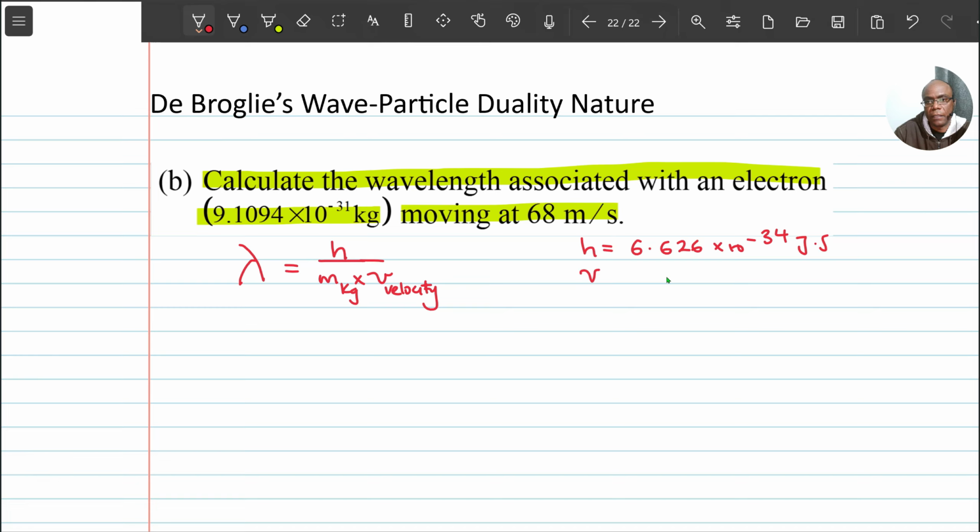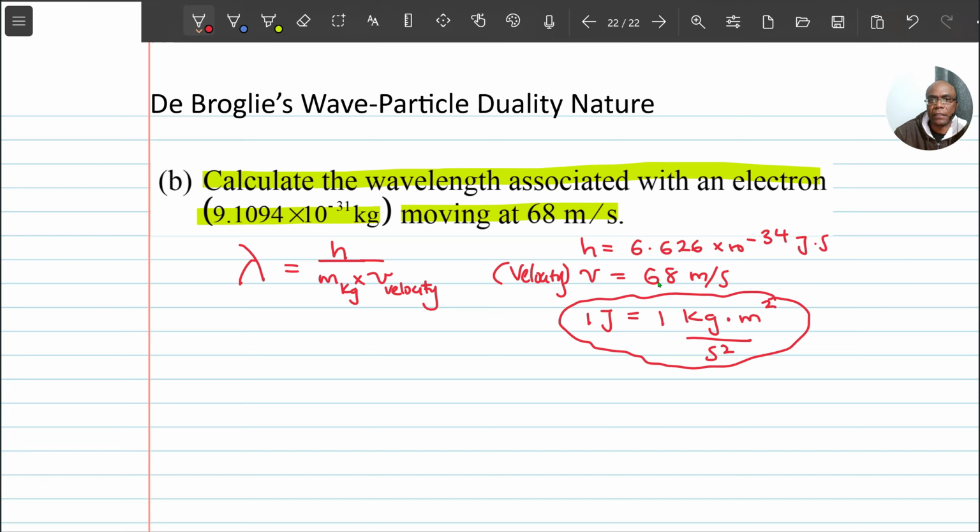I also know that the velocity is 68 meters per second. Notice that it's meters per second. I also know that 1 joule is equivalent to 1 kilogram meter squared per second squared. This is not given in the problem, but it's a relationship that you must keep in mind so that all units will cancel out. So now all that is left for me to do is to plug in the values in my formula.